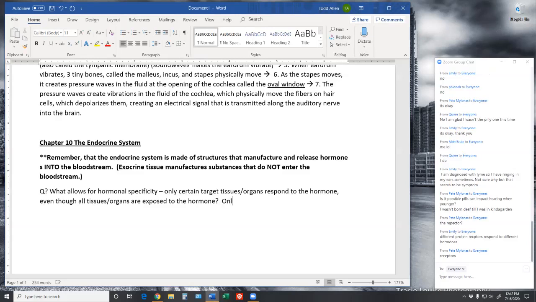Okay, so the answer to the question that I'm putting in your notes is only cells that contain a specific receptor capable of binding the hormone will actually respond to the hormone.